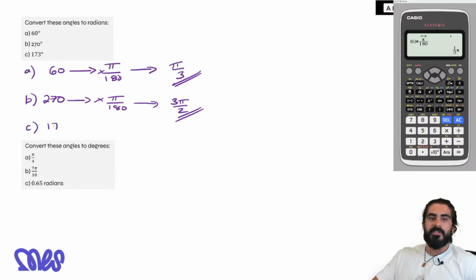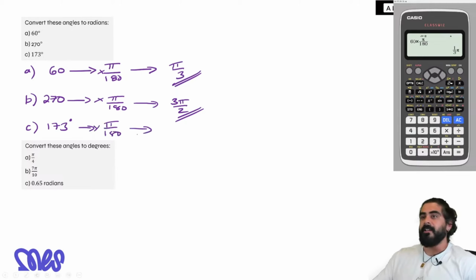173. Now, this one's just a completely random angle. I just wrote a random angle down. If you do type this in the calculator, if I go back and change that, 60 degrees, 173.